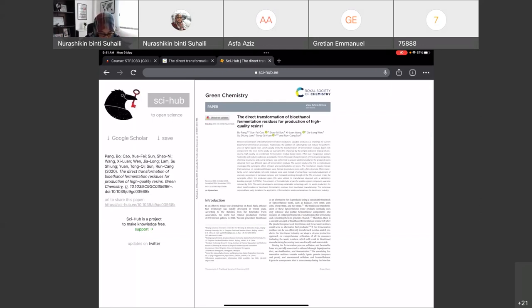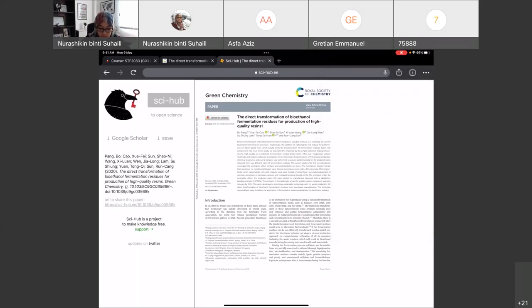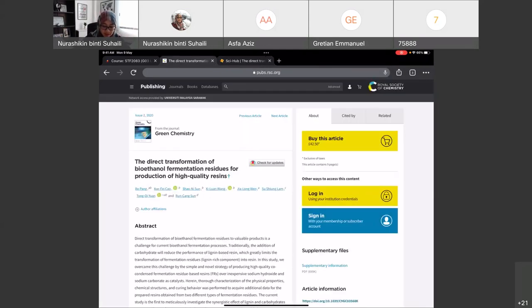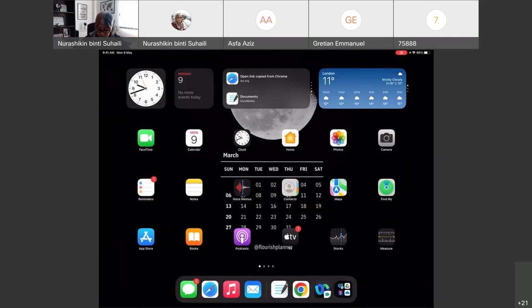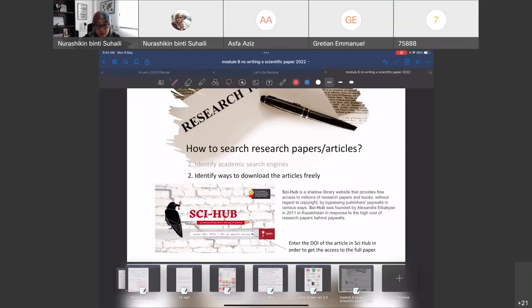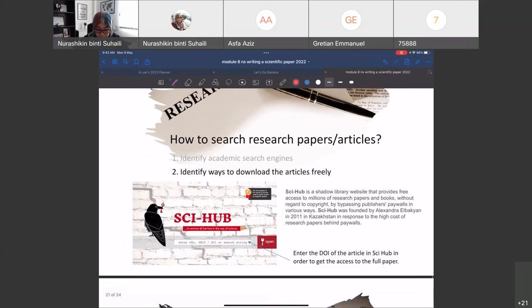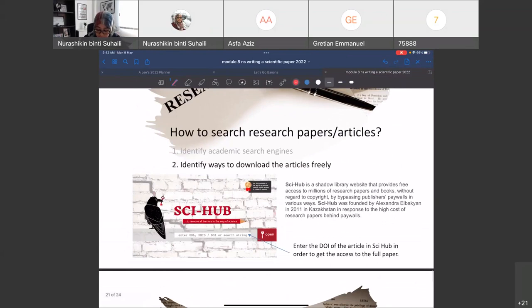So kalau you dekat computer, this one is dekat iPad. On your computer, you can download the paper. There is an option for you to download the paper. So that's how you find free research articles. Okay, Science Hub. So you should know the existence of this website. So yang kena ingat adalah you have to enter the DOI, not the keywords. So that's the thing that you need to know.